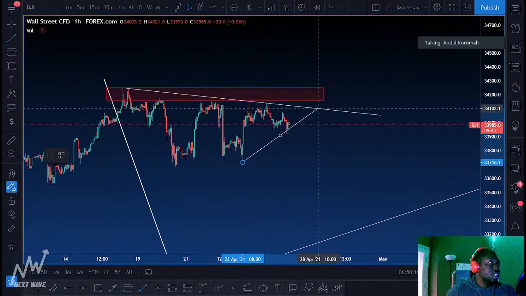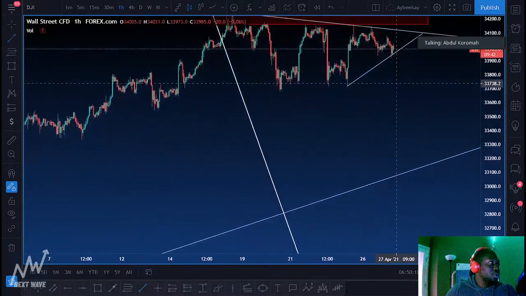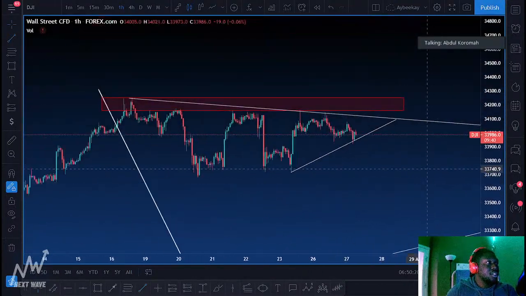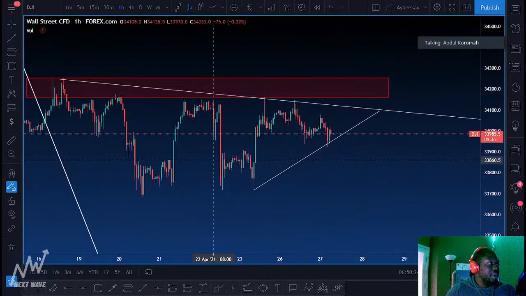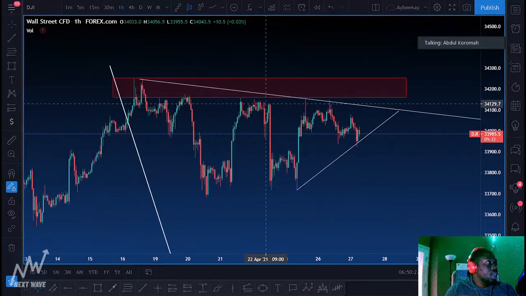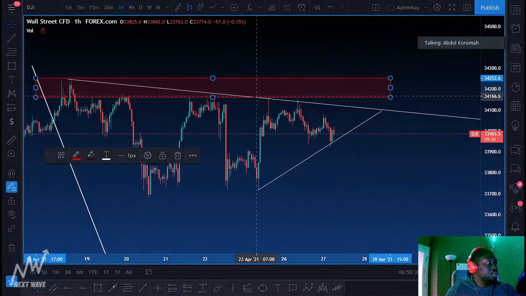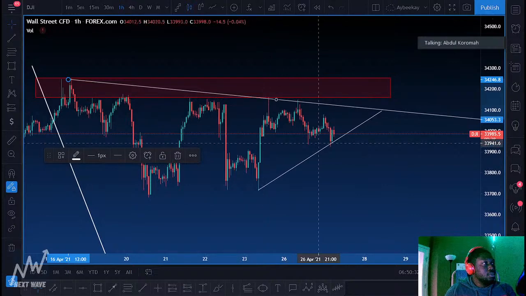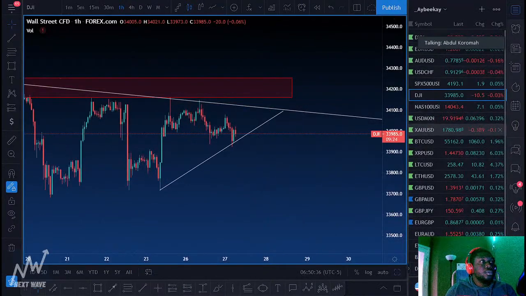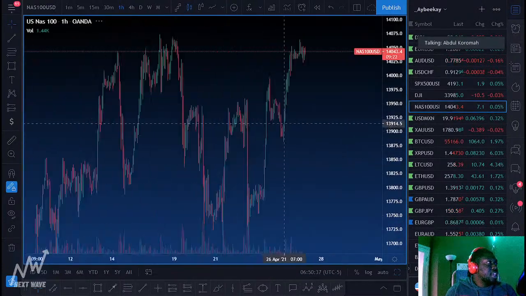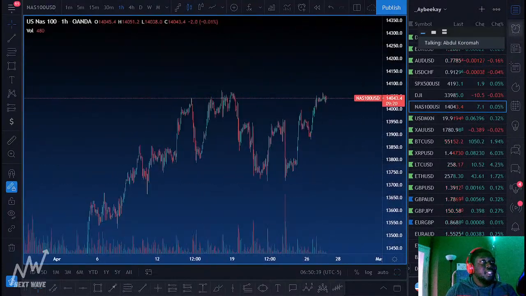Yeah, look how disturbing this looks. Like, what can you actually do with this? All I see is this bull flag and then a bear flag. Price is just ranging at this point, and I don't want to be in a range on US 30. So whatever happens, happens. Let's go see Mr. NASDAQ.